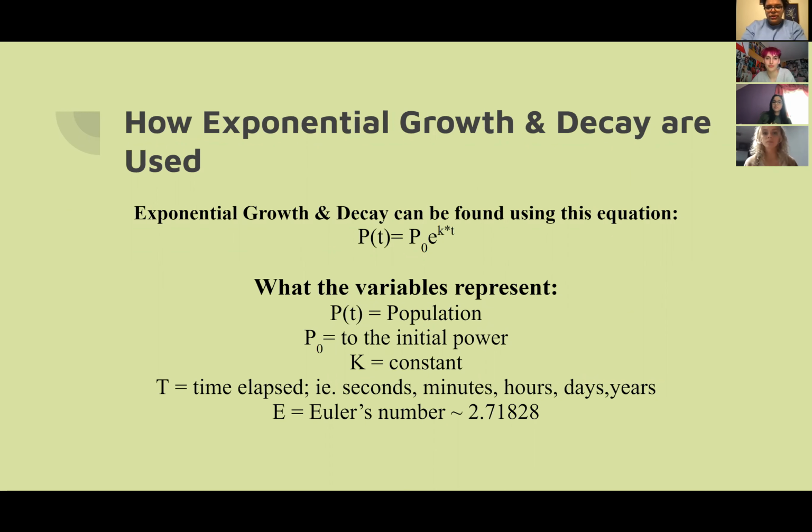How exponential growth and decay are used. We use it with this equation, P(t) = P₀e^(kt). The variables represent: P(t) is population, P₀ is the initial population, k is the constant, and t is time elapsed, so seconds, minutes, hours, days, years. And e is Euler's number, which is equal to 2.71828.